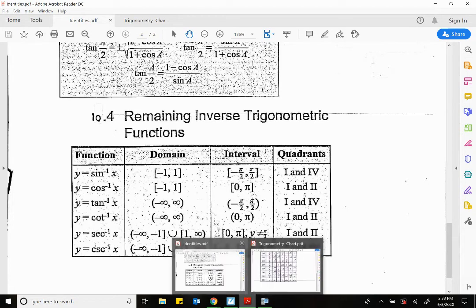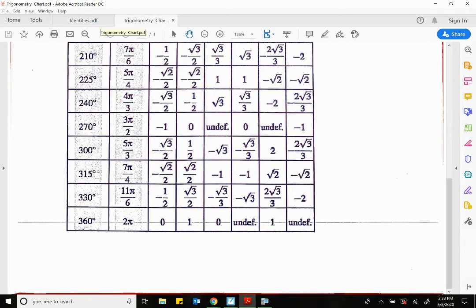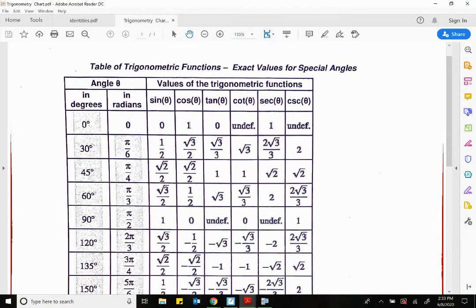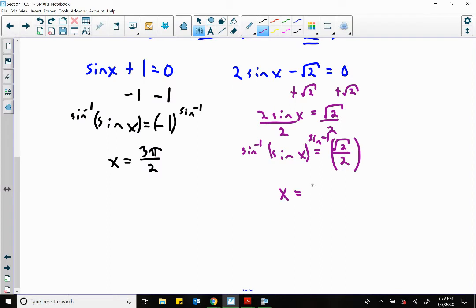Okay? So we go to the trigonometric chart, and we want to look, when is sine the square root of 2 over 2? So there's one, 3 pi over 4. And there should be another one, pi over 4. There we go. Pi over 4 and 3 pi over 4. And there are your answers. There are 3 this time.